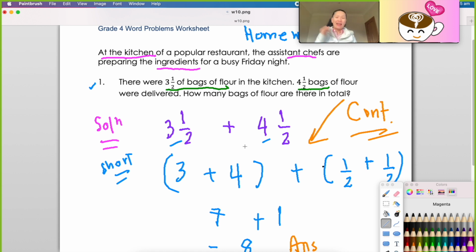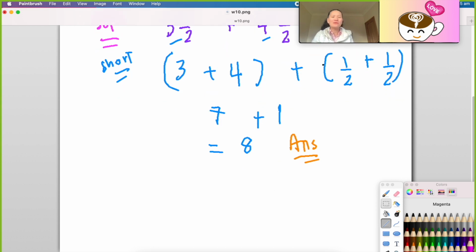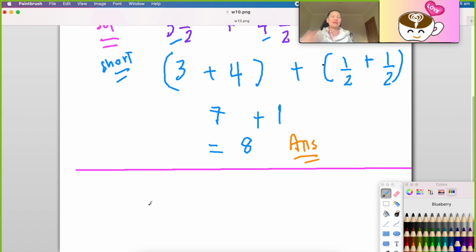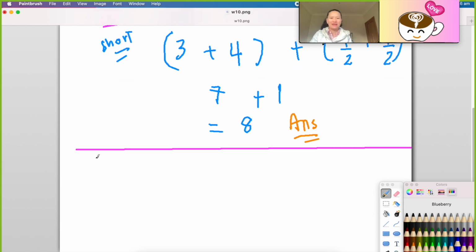Okay, last lesson, I taught you the short one. We see 3 and 1 over 2, a mixed number, yeah? So we sum the whole numbers together, 3 plus 4, and then we sum the fractions, which equals 1. Now I'm going to teach you another method. Can you go to the next page and write out with me? Yes, recap, write out with me, please.